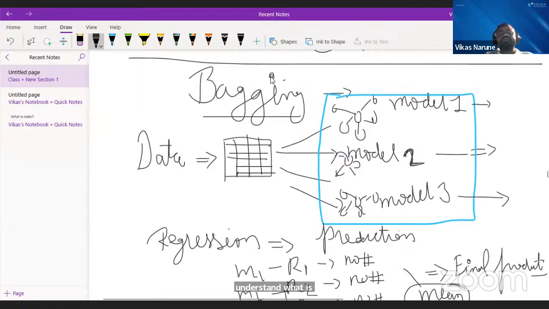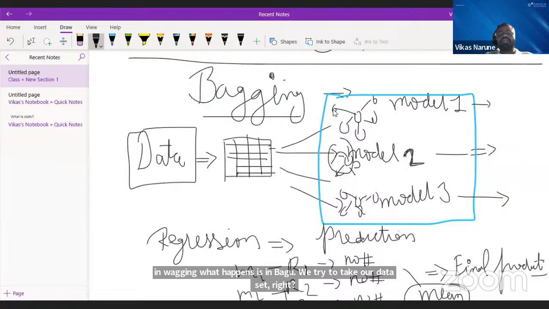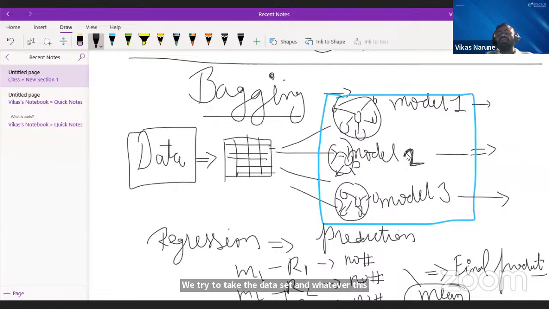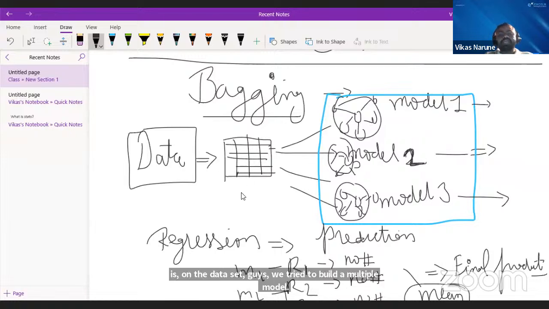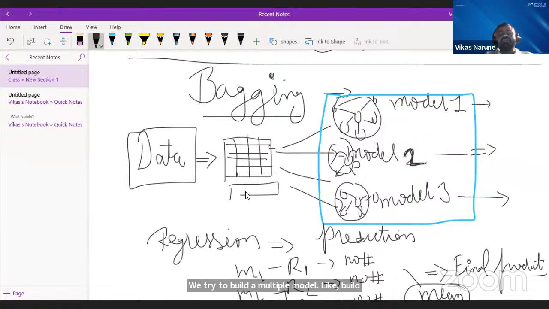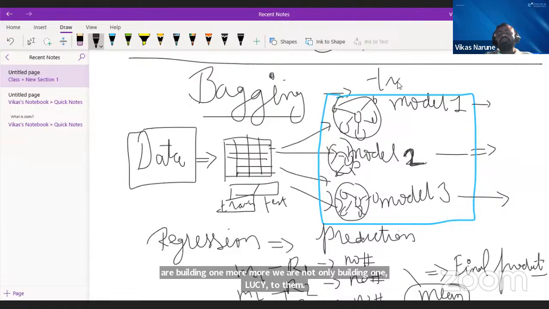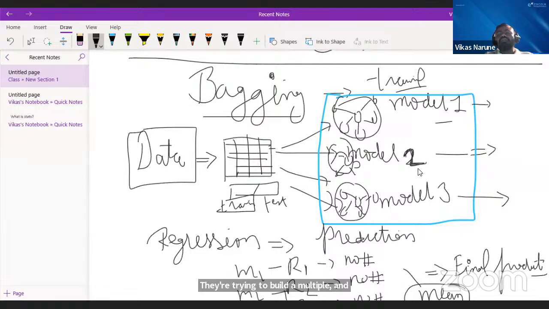In bagging, we take our data set, and on this data set we try to build multiple models. Whichever data set we have, we split it into train and test, obviously. Some portion will be train, some portion will be test. But we are not building only one algorithm; we are building multiple algorithms parallelly, like model 1, model 2, model 3.